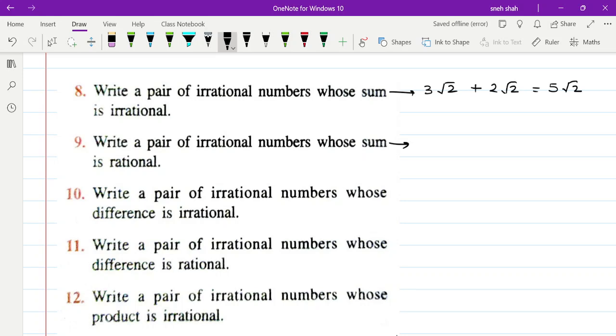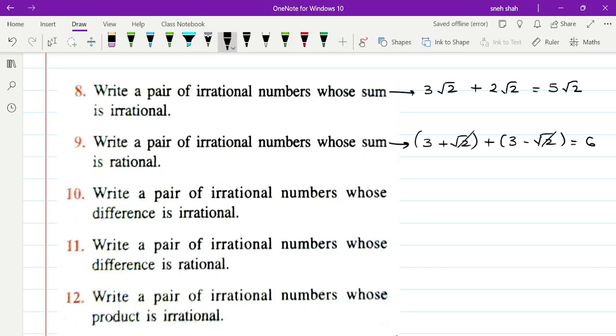In the ninth question, we are asked to write a pair of irrational numbers whose sum is a rational number. So let's say we are having two numbers 3 plus root 2 and 3 minus root 2. Upon adding them, plus root 2 and minus root 2 will get cancelled and we will be getting answer as 6, which is a rational number.